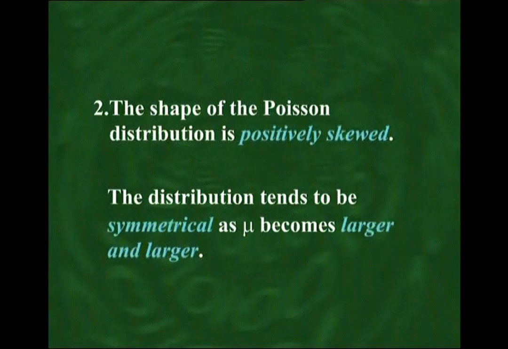Of course, this property has again its own mathematical derivation, but for the purposes of this course, I would like you to simply verify this property for any particular Poisson distribution that you might deal with, rather than going into the mathematical rigorous derivation. Now, the second property of the Poisson distribution is that the shape of the Poisson distribution is positively skewed, but the distribution tends to be symmetrical as mu becomes larger and larger.